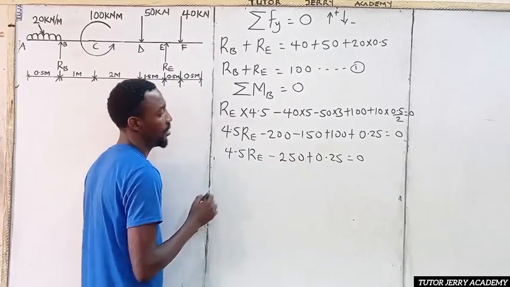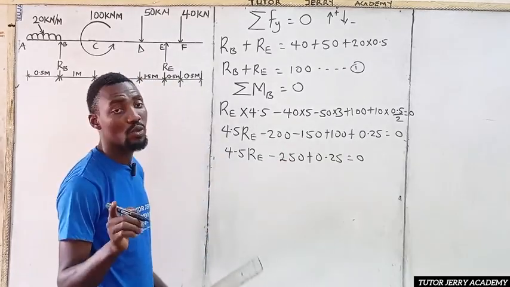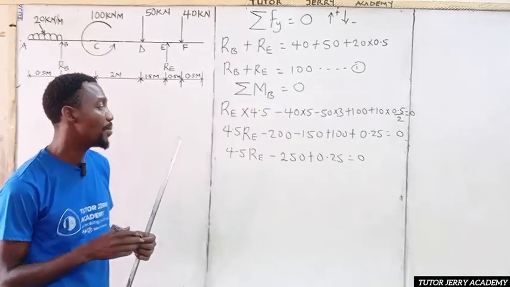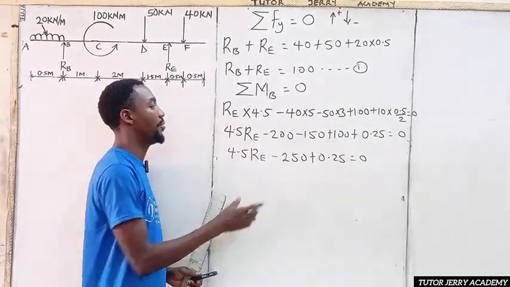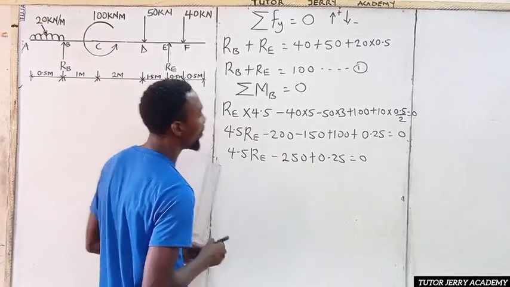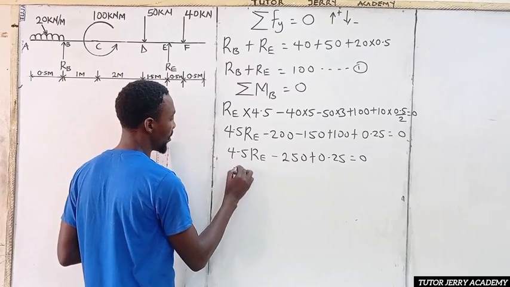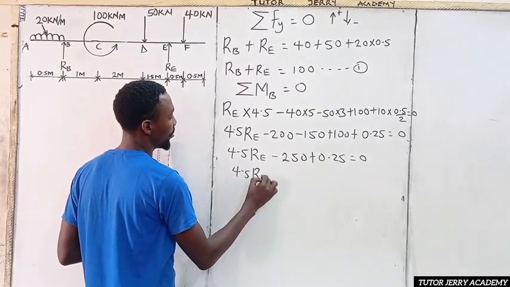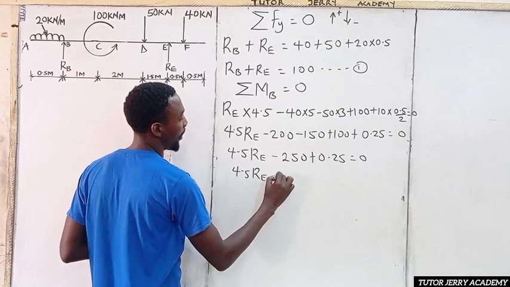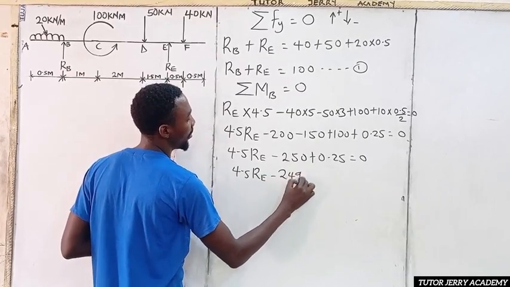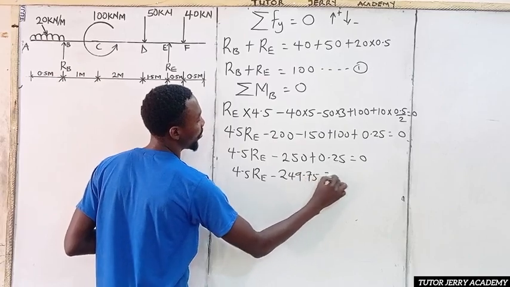All right. So minus 250 now plus 0.25. If we add this together, we are going to have minus 249.75. So we are going to have 4.5 R subscript E minus 249.75 equals 0.